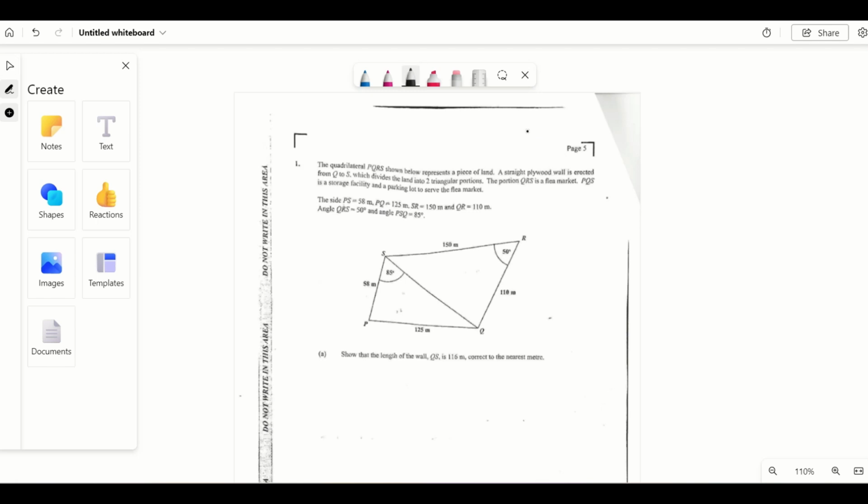Hi, good day all. So today we are going to do May/June paper 3, year 2021.